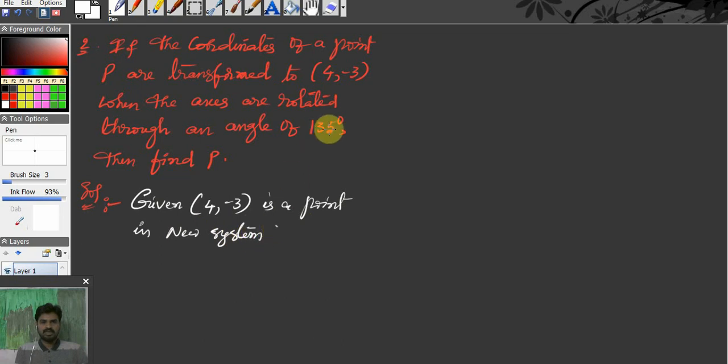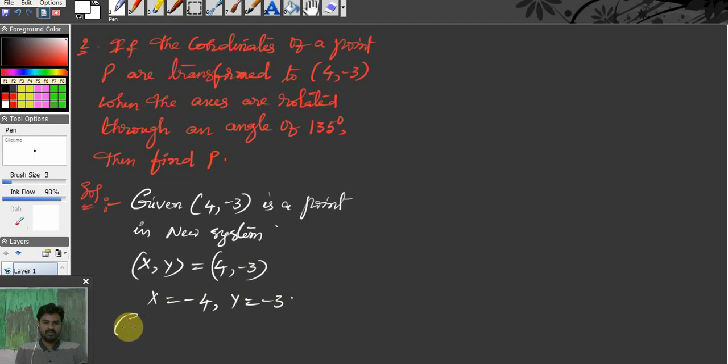Now what is the angle here given? 135 degrees given. So this is in the new system, they can be taken as capital X comma capital Y. Now 4 minus 3. Now capital X is equal to minus 4, capital Y is equal to minus 3. Now given angle of rotation, you can see here theta is equal to 135. So in trigonometry functions there is no angle more than 90 degrees. We don't know about the more than 90 degrees angle. They can be converted into simplest angles. How to convert the simplest angles?